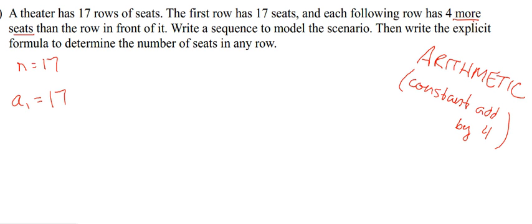Write a sequence to model the scenario, then write the explicit formula to determine the number of seats in any row. So let's write the sequence first. 17. What comes next? We are going to add 4 to get to it. Comes next, add 4. Comes next, add 4, 29, and we could just keep going all the way up to 17 terms.